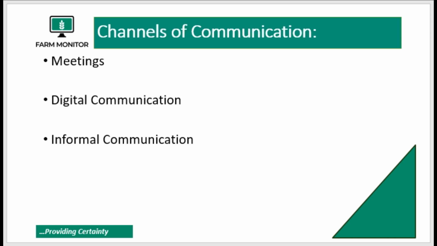What are the channels of communication? Regular meetings, where you have a structured platform for discussion, for decision making, for passing information. Digital communication. In today's world, online communication tools can be very helpful for keeping members connected, especially where they are not in proximate locations. That's for geographically dispersed groups.